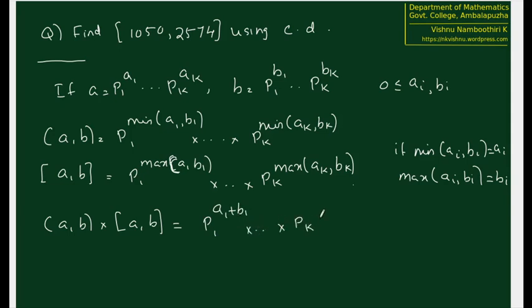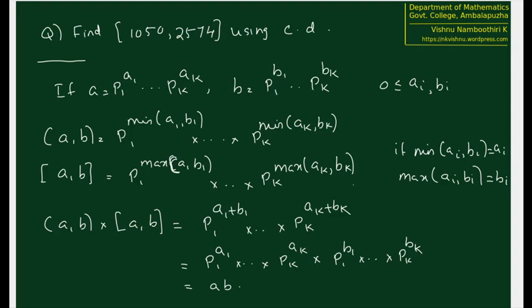into Pk to the power (Ak plus Bk). And if we split this, it is P1 to the power A1 into etc. into Pk to the power Ak. Now again P1 to the power B1 into etc. into Pk to the power Bk, and this is nothing but A into B. So we have verified, or proved, that the product of LCM and GCD of two positive integers is equal to the product of the numbers itself.